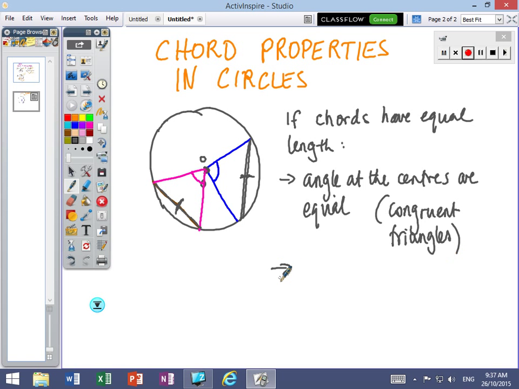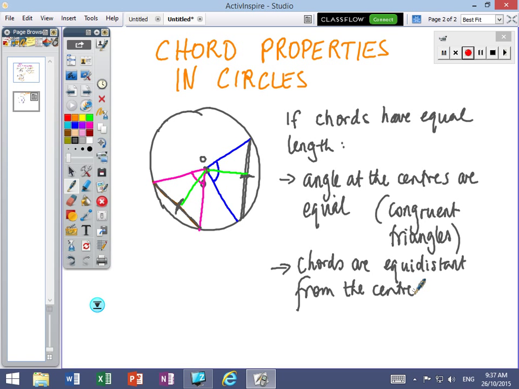And the other thing that I haven't drawn is the distance from the center, which I've marked in green lines, those distances are also the same. So we say that the chords are, now this is the word, equidistant. So if the chords are equal, their distance back to the center must also be equal. Okay, so copy that down.